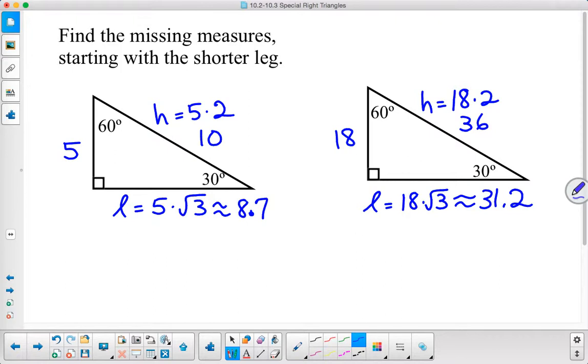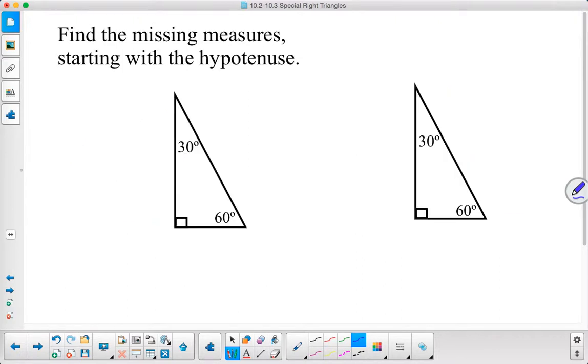Okay, so now what if we don't start with the short leg? Well, if we don't have the short leg, we want to find the short leg. So let's start with the hypotenuse. Let's say the hypotenuse is 32, so you don't think it's the same as the angle. Okay, 32. So now to get the short leg, you take the hypotenuse and divide by 2. 32 divided by 2 is 16.